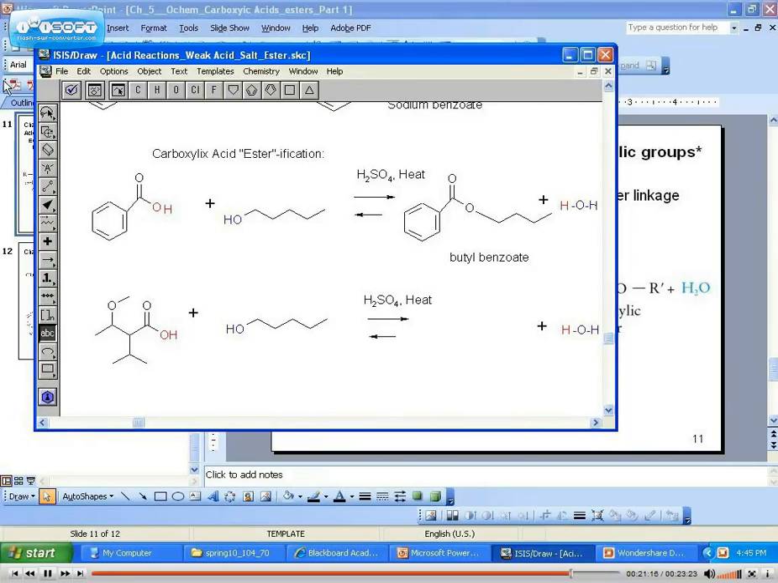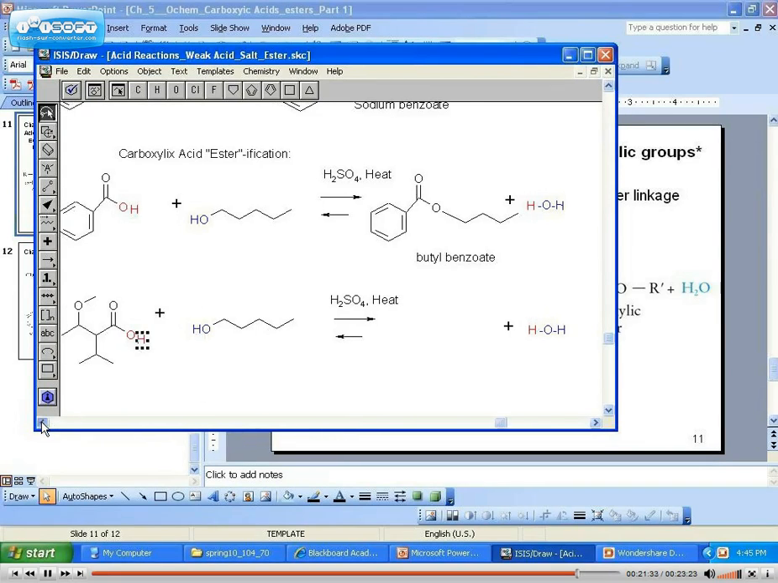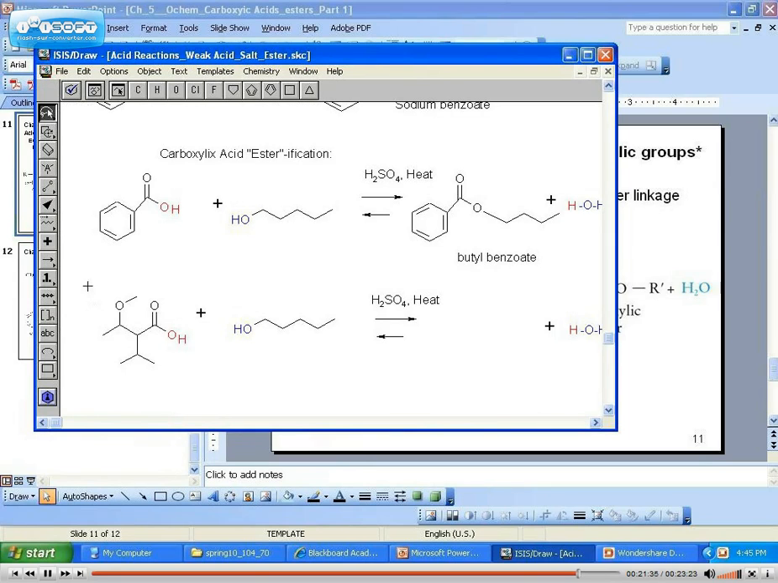Let's go to the next example down here. Again, the hydrogen and hydroxide are going to come together: hydrogen from the acid, hydroxide from the alcohol, forming a brand new water molecule you see on the lower right hand side. The leftover carboxylate anion and the leftover hydrocarbon are going to form a brand new ester.